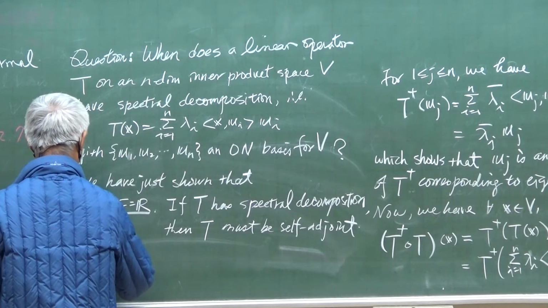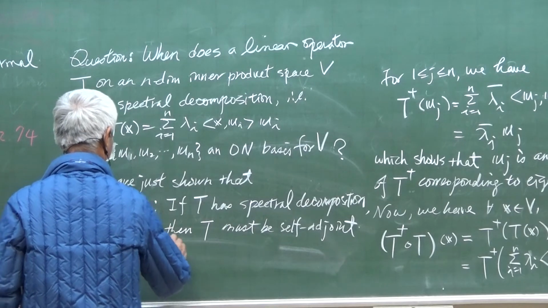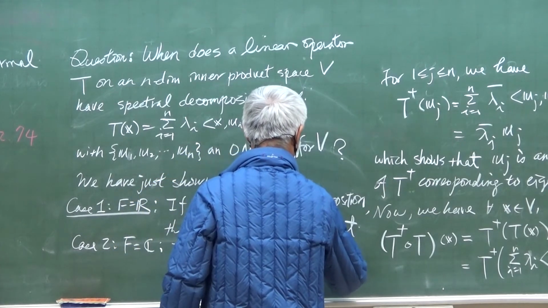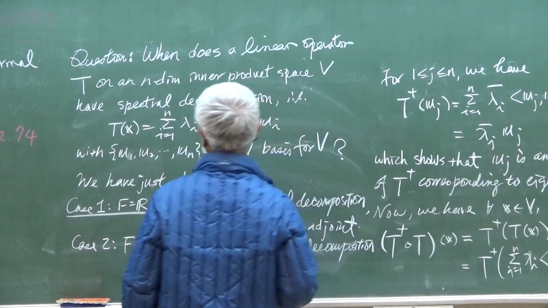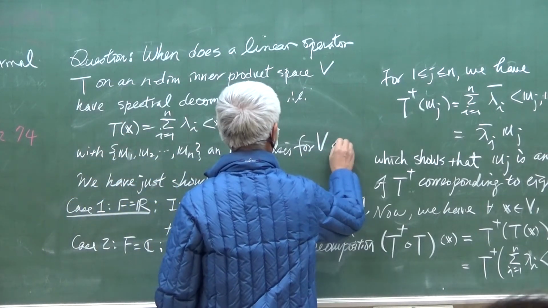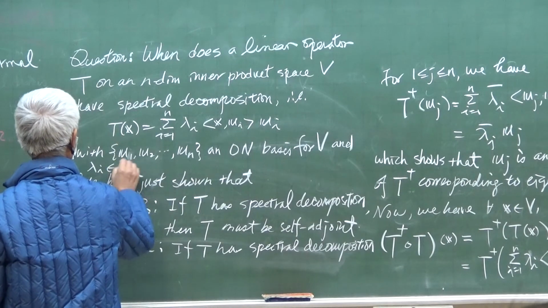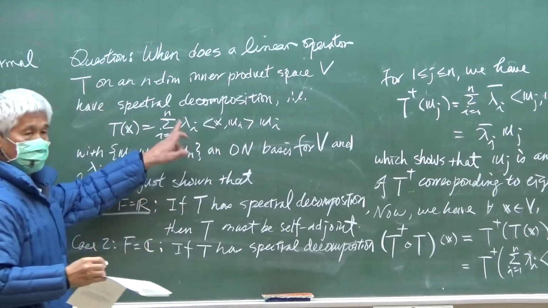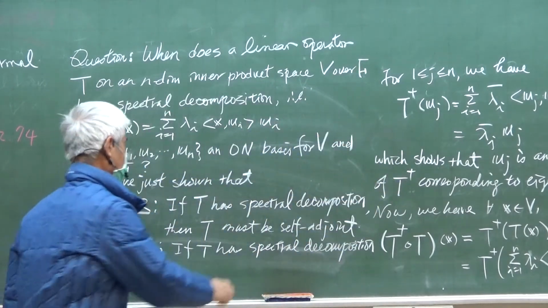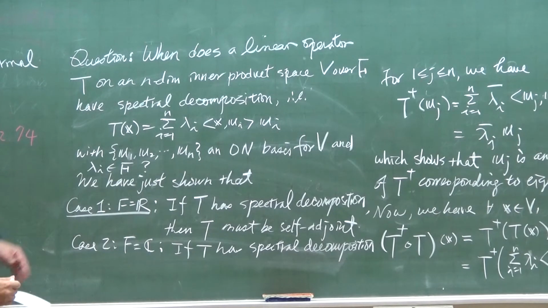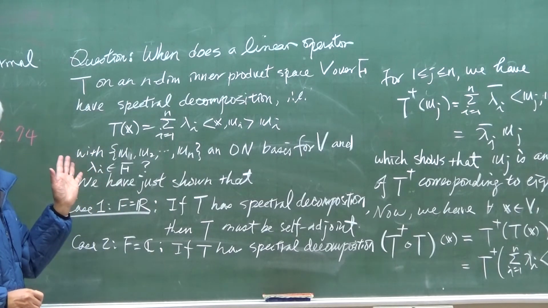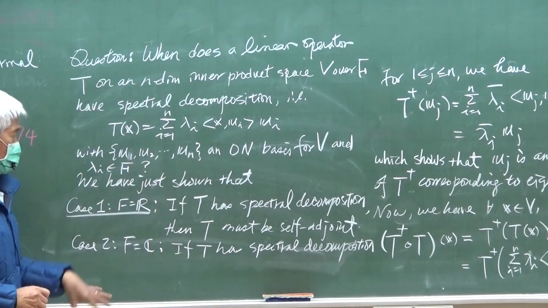And we have case 2, F equal to C. If T has a spectral decomposition, I forgot to put lambda i's. So the scalars must be in the same scalar field. Okay, if we are talking about a real inner product space, then everything should be real. And if we are considering the complex case, then of course everything can be complex.